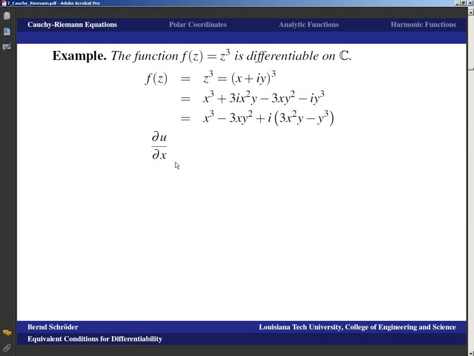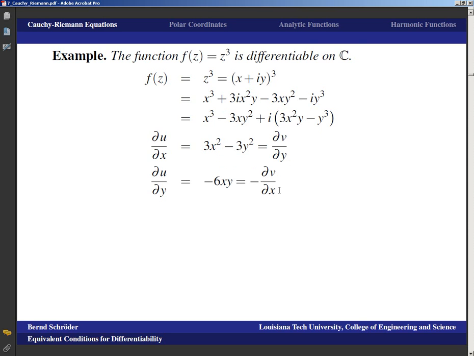And now we can figure out du dx. du dx is 3x squared minus 3y squared. And that's equal to dv dy, I claim. Yes, derivative of the first term with respect to y is 3x squared. Derivative of the second term with respect to y is 3y squared. And so that's dv dy. Similarly, du dy would be negative 6x y, because the first term here goes away.